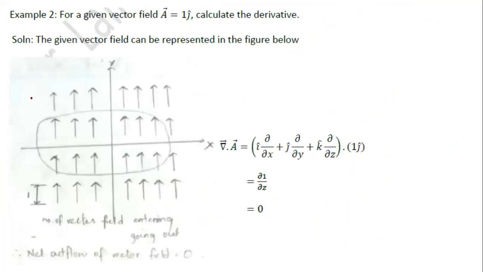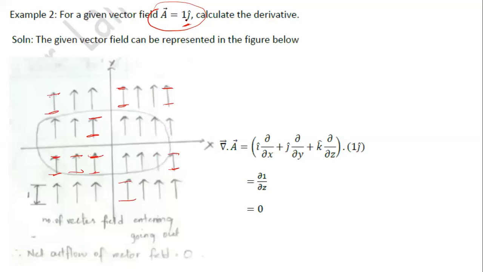Now, if you consider this vector, vector A is equal to 1 j cap. So the vector direction is fixed along the j cap direction only. J cap direction is only along the y-axis, and the magnitude is also fixed. The magnitude is 1. So at any point, the magnitude, which means the length of this vector, is constant. You take any point here, the length of the vector is constant at any point in the space.